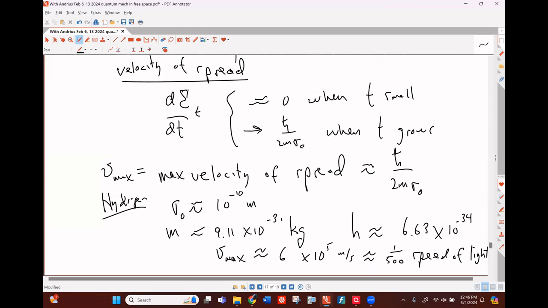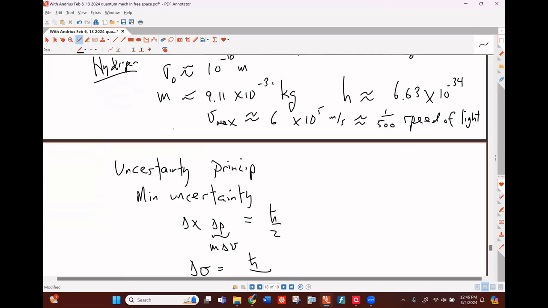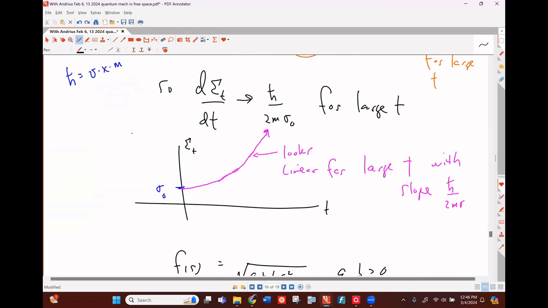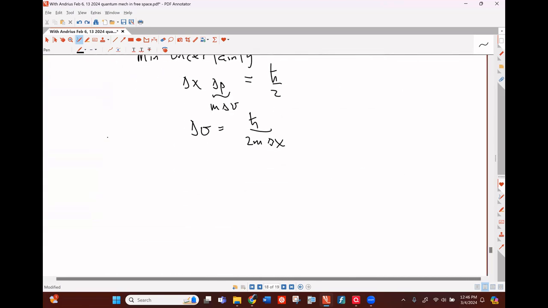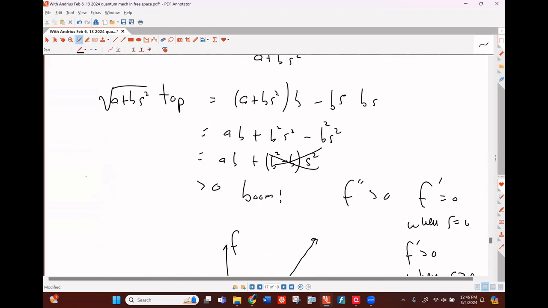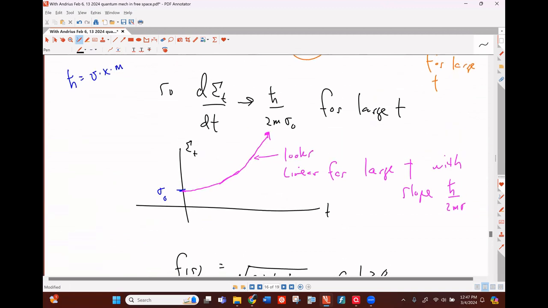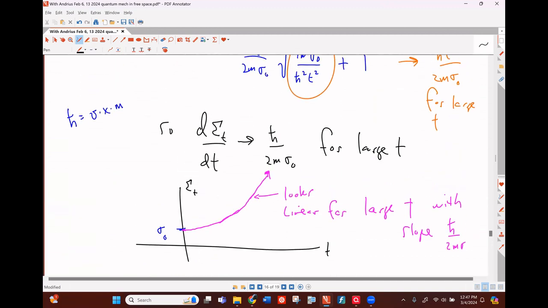And isn't that what we got up here? Yes, it's exactly the same thing. h bar over 2m times delta x, which is the square root of the variance, so h bar over 2m as before. What's interesting is that, out of this whole formalism, it's probably not that surprising that you get the minimum of the uncertainty principle for the spreading of the wave function.